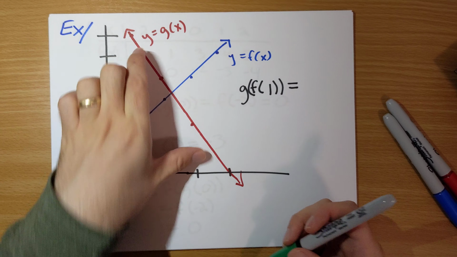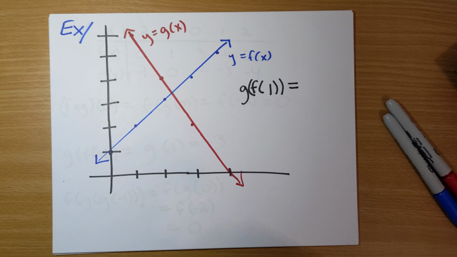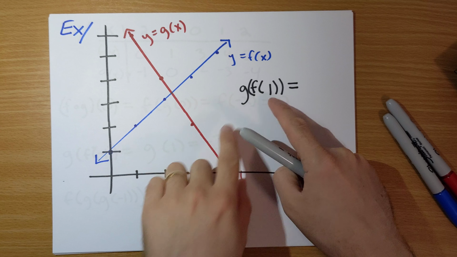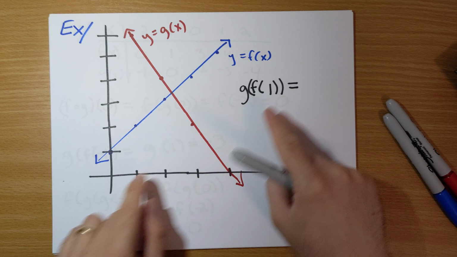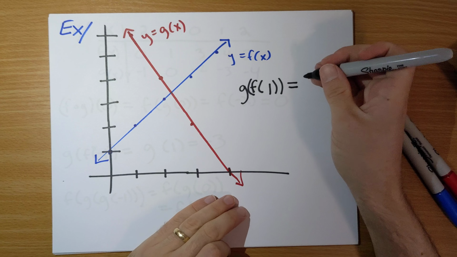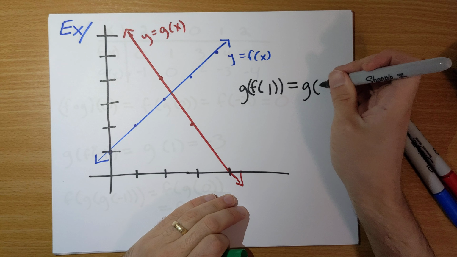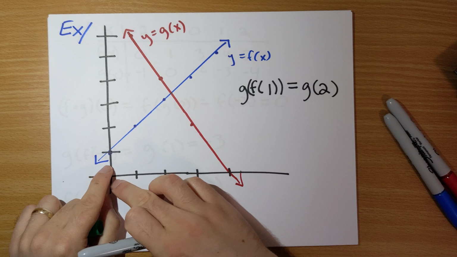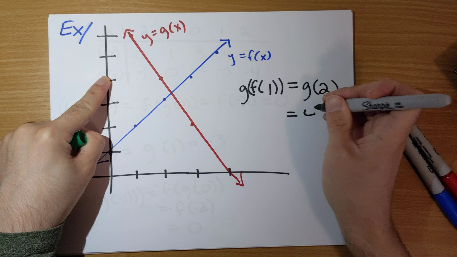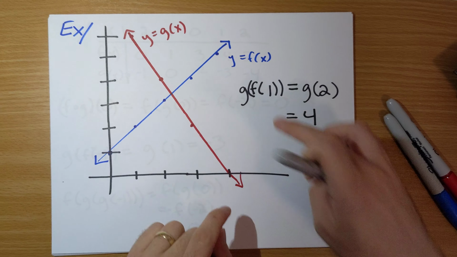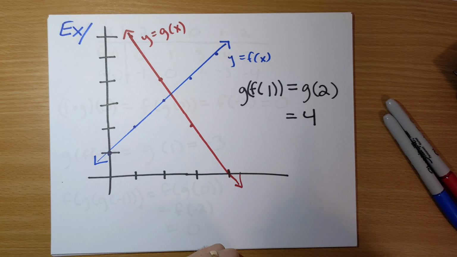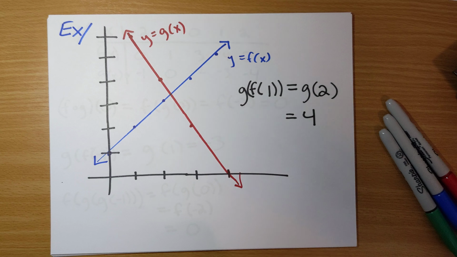So the red line here is g of x, the blue line here is f of x. So g of f of 1, evaluate from the inside out. f of 1 will be 2. So this is asking us what is g of 2. g of 2 is going to be 4. So first we use the blue line because we're doing f of x first, and then we use the red line, g of x, second.